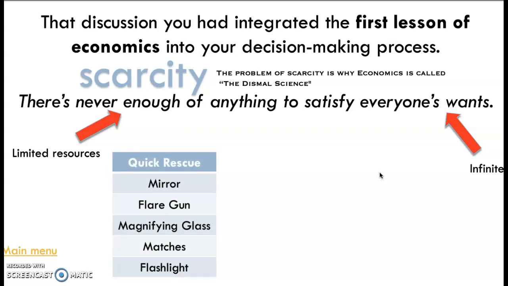At any rate, getting back to the activity, since you couldn't have everything, maybe you chose a quick rescue approach, which means you would have picked items that would have made you stand out as a speck on the ocean. That would have been a mirror to reflect the sun's rays, a flare gun, a magnifying glass for starting large-scale fires, so that maybe you would have been noticed. Matches kind of accomplish the same thing. And also a flashlight, which is really useful to be seen at night from long distances.